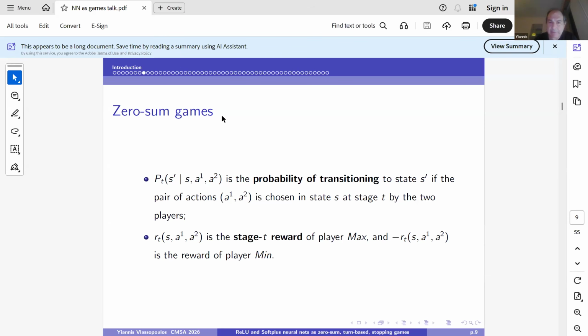So basically, we have these probabilities of transitioning. If you're at the state S, and you take actions A1 and A2 to go to a state S prime, there's a probability of transitioning. Then there's a reward for player max. And because it's a zero-sum game, whatever the max guy gets, the min guy gets minus of that. Okay, the total reward is always zero.